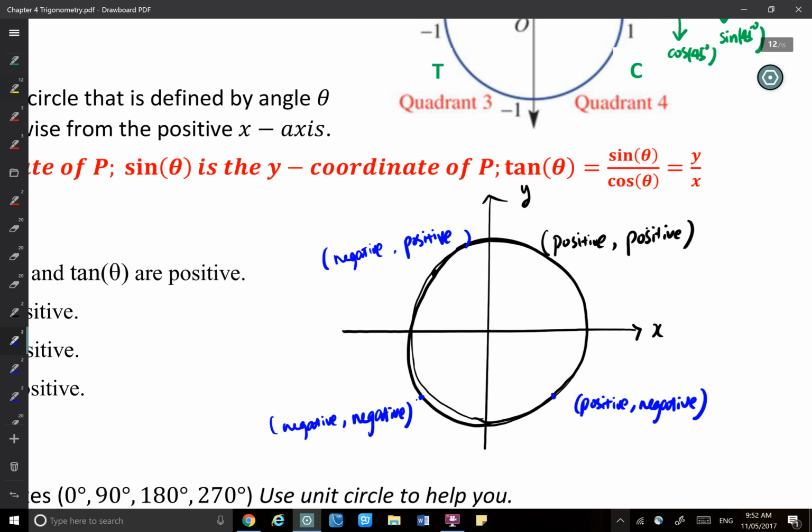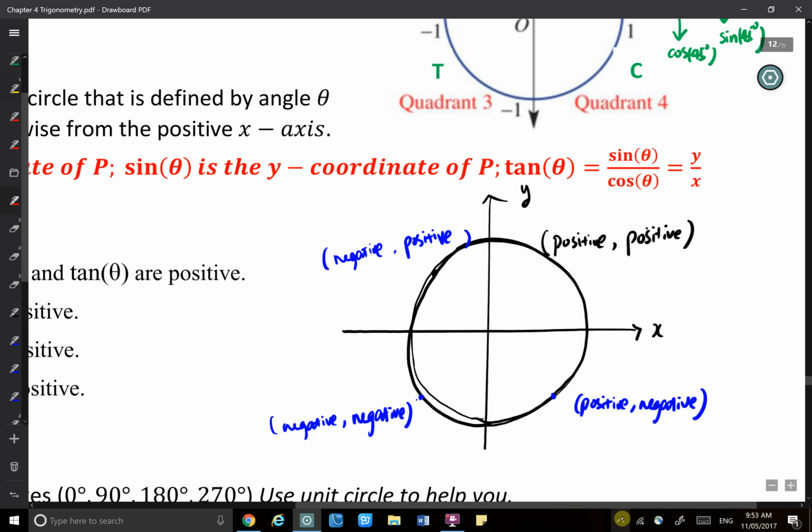Let's think about the first quadrant. x is positive, y is positive. Is tangent positive or negative? Positive, because it's sine over cosine, the y value over the x value is still positive. So we will write a letter A in this quadrant, which represents that all values are positive for sine, cosine, and tangent.